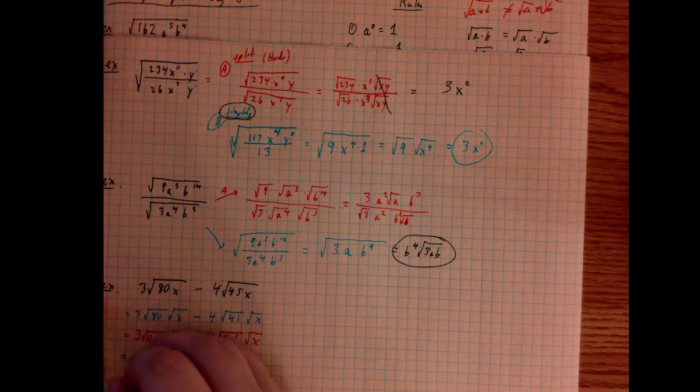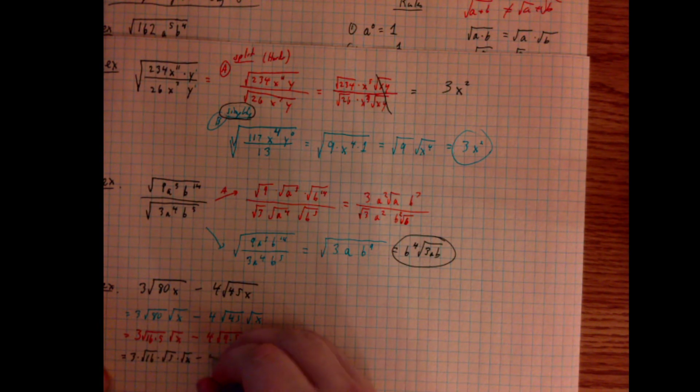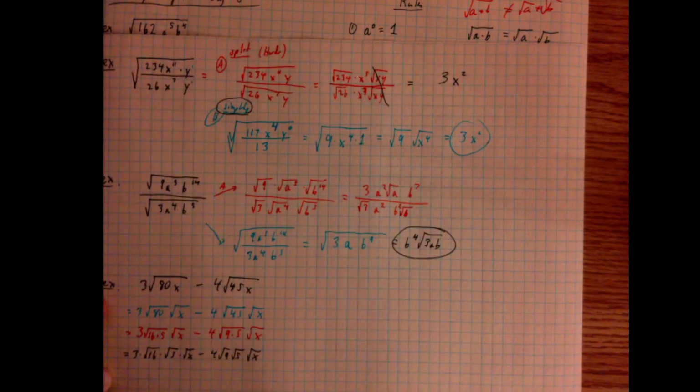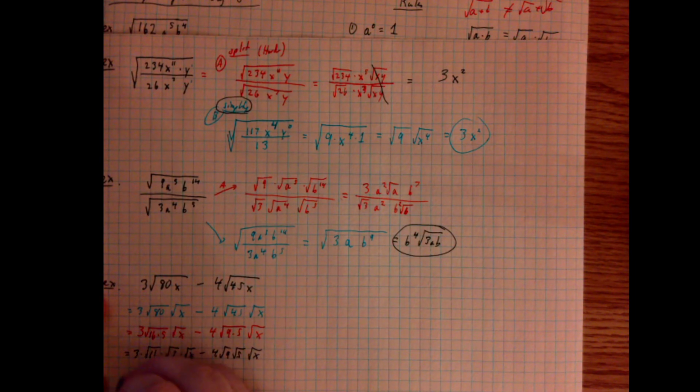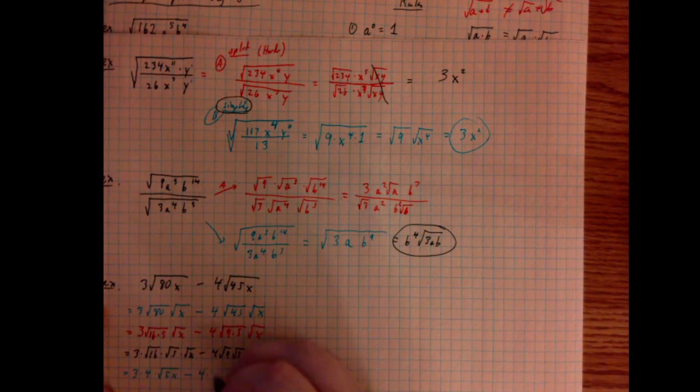Now we can split it apart into 3 square root of 16 square root of 5 square root of x minus 4 square root of 9 square root of 5 square root of x. The square root of 16 is 4, so 3 times 4. The 5 and the x, neither one simplifies, so I can merge that into 5x. 4 times the square root of 9. Square root of 9 is 3, so that would be 4 times 3. Square root of 5. Square root of x.